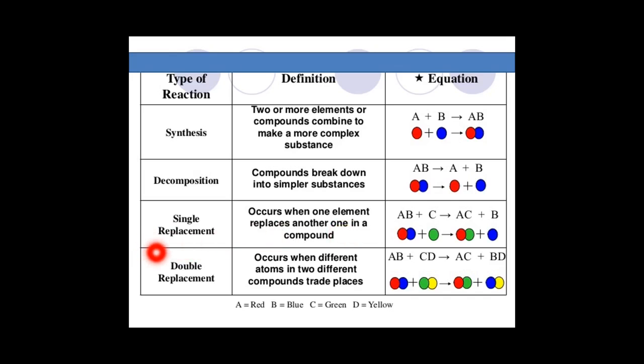Next, double replacement, also known as double displacement, occurs when different atoms in two different compounds trade places and exchange their radicals. A, B, C, D. So these are two compounds. A, B, C, D forms AC and BD. They exchange radicals and form two different compounds in a double displacement reaction.